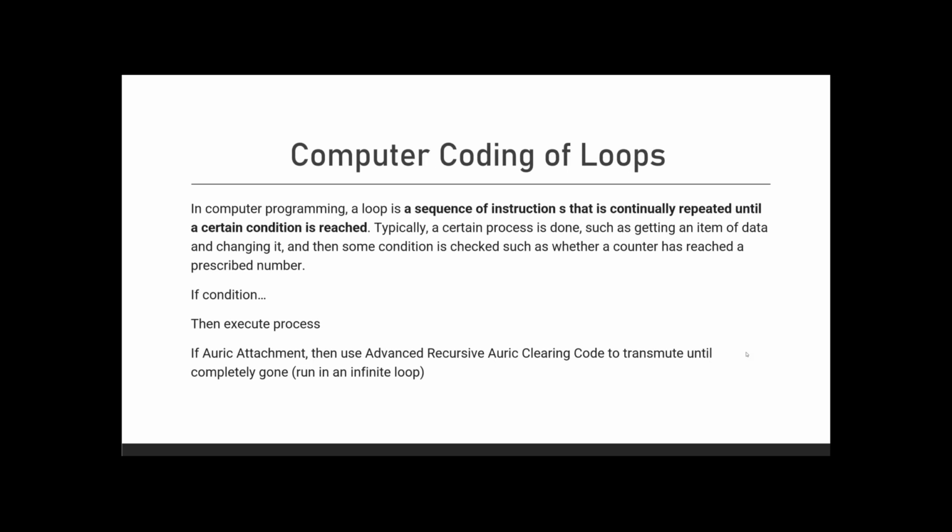So how does this work? Well, it's like the computer coding of loops. So here's a definition of a loop in computer programming. It's a sequence of instructions that is continually repeated until a certain condition is reached. Typically, a certain process is done, such as getting an item of data and changing it, and then some condition is checked, such as whether a counter has reached a prescribed number. In other words, you can have an if-then statement. So if a certain condition exists, then execute this process.